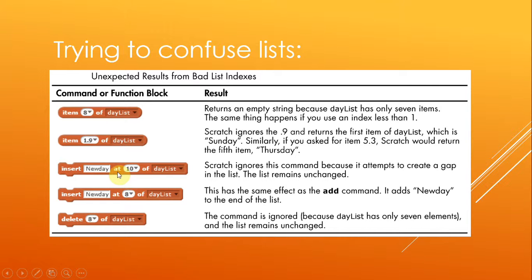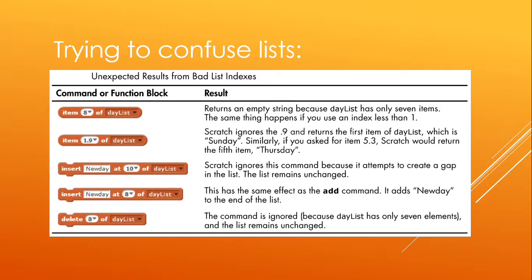Okay, you can't insert an item beyond the end of the list. In this case the highest value would have been 7. However, if you insert it at 8, which is 1 beyond the end of the list, it'll treat this as an add function. So if you insert at the end of the list, it will simply add it, which is the same as the add item.